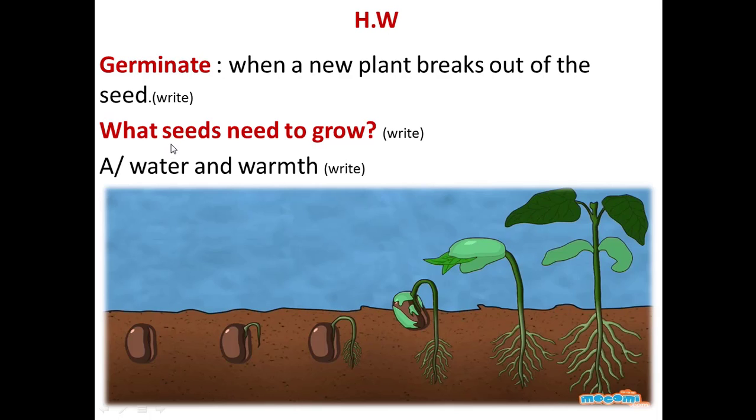So what seeds need to grow? Water and warm. So germinate is when a new plant breaks out of the seed. What seeds need to grow? Water and warm.